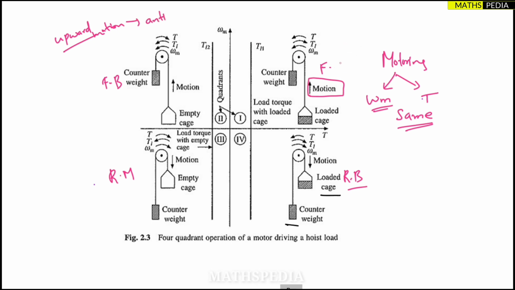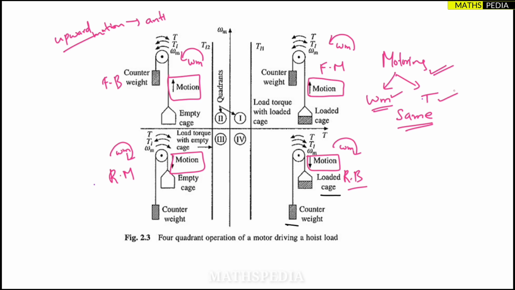So let me just once again write. So speed I am taking anti-clockwise. Done. Motion, if you see, is upward, so speed again anti-clockwise. Motion is downward, right? So I have to take clockwise. Not motion, sorry, speed clockwise. So omega m clockwise. Here also motion is downward, so speed again clockwise. So speed is done. Now the simple trick is that for motoring we are having speed and torque in the same direction.